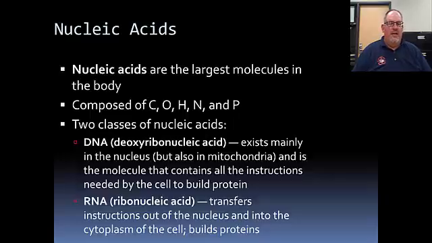And the difference is in the pentose sugars. So deoxyribose is in DNA, whereas ribose is in RNA. Both of them are pentose or five-sided sugars, but their shape gives them a little bit of, between the two sugars, gives them unique attributes when we start looking at nucleic acids.